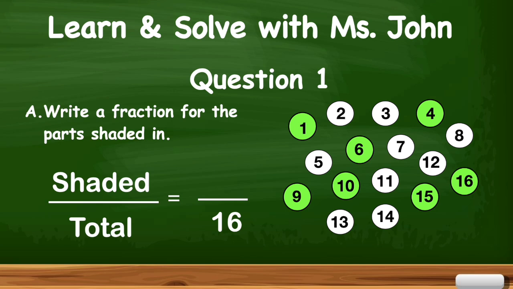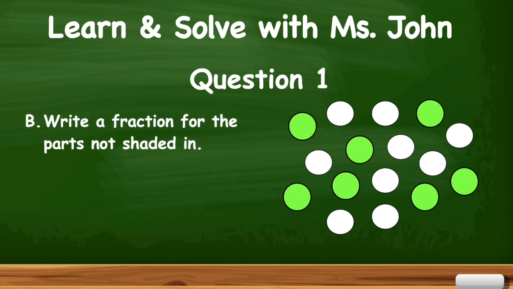Now we're going to see how many dots are shaded in. So let's count. 1, 2, 3, 4, 5, 6, 7. There are 7 dots shaded in. So the top number is 7. So the fraction for the parts shaded in is 7 over 16.